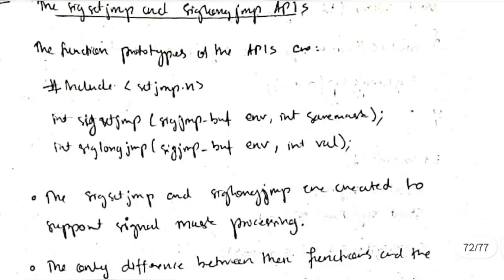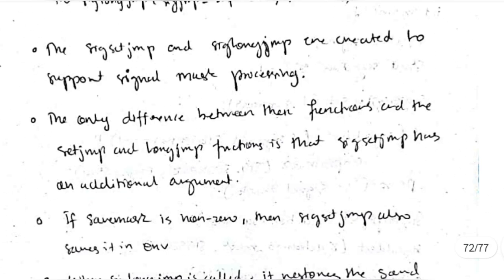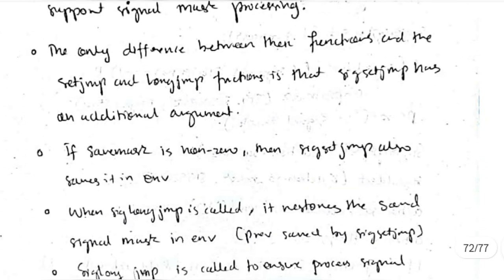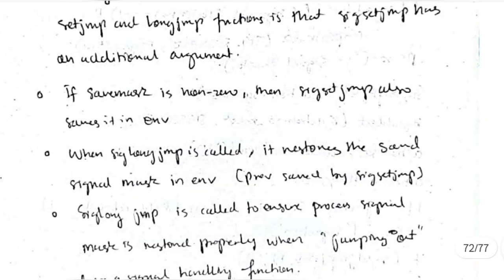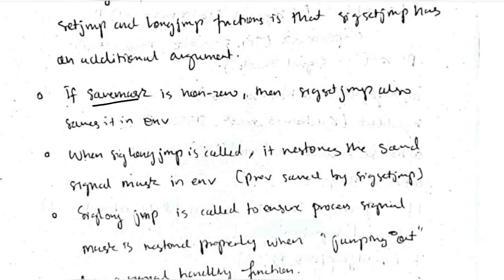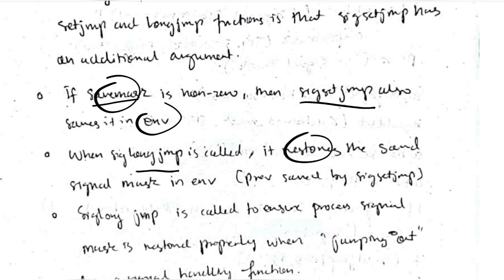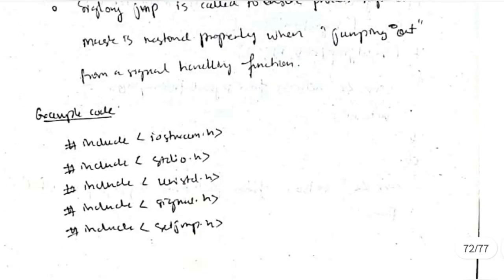So this is the syntax for setjmp and longjmp, and for this we will be using the signals to set and save the mask and restore the mask. So setjmp is used to save the mask in the environment variables, and longjmp will be restoring that, and it will start the execution from that point. So that's the main difference.